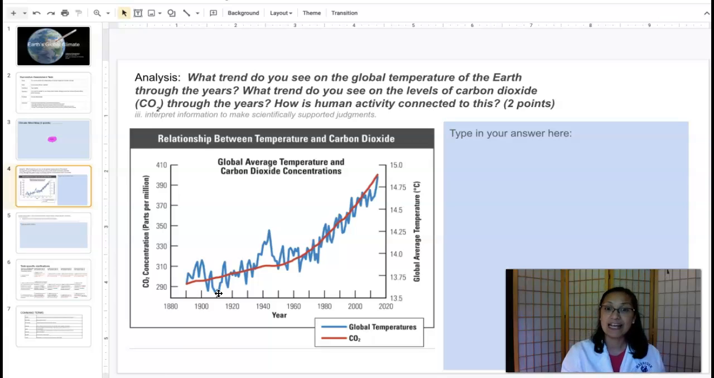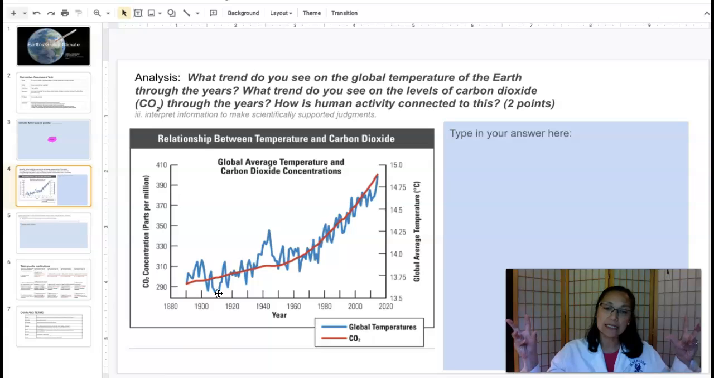And then for the next question, which is what trend do you see on the levels of carbon dioxide through the years? That's the red. Right, so scientists are able to, using satellites, using all of these instruments, measure the amount of carbon dioxide gases in the atmosphere. And so that's the red line.